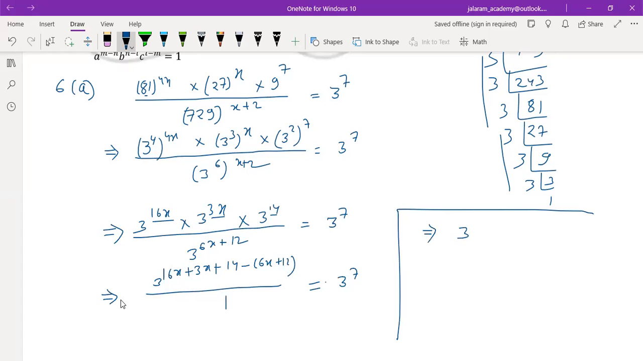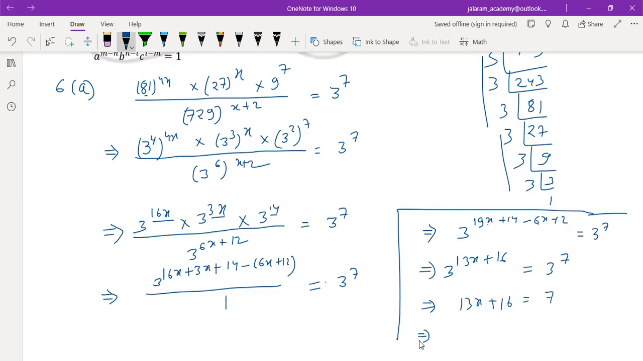So it implies 3 to the power 16 plus 3, 19x plus 14, open the bracket, minus 6x minus 12 equals to 3 to the power 7. It implies 3 to the power 19x minus 6x, 13x plus 14 minus 12, that is plus 2, equals to 3 to the power 7. And comparing powers both sides, we get 13x plus 2 equals to 7.